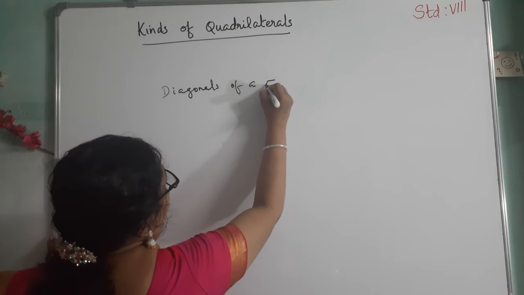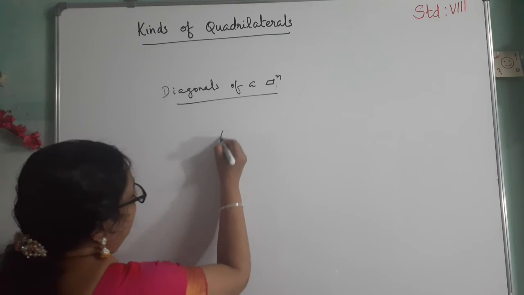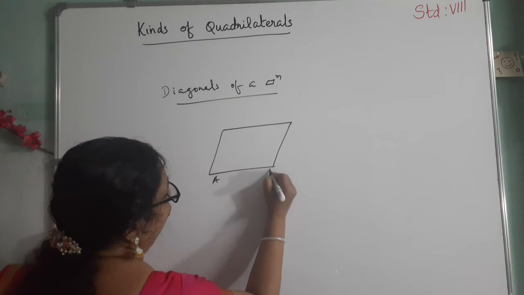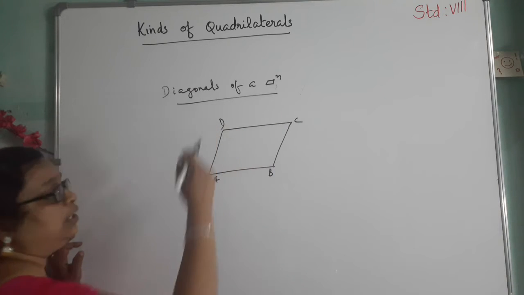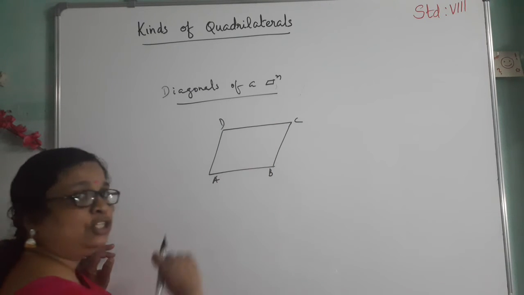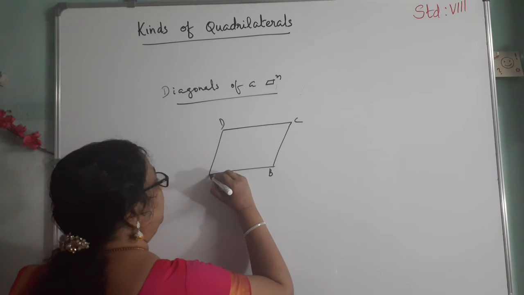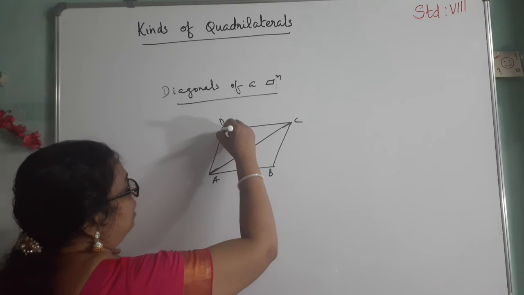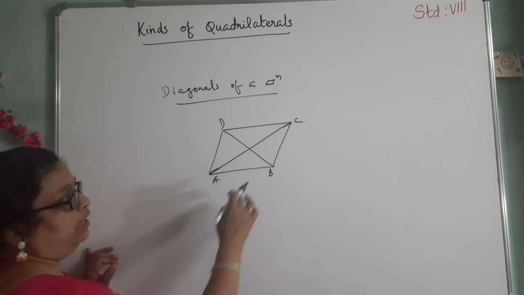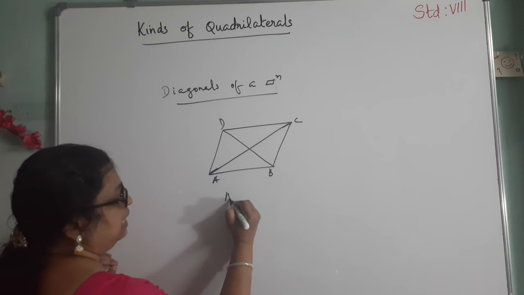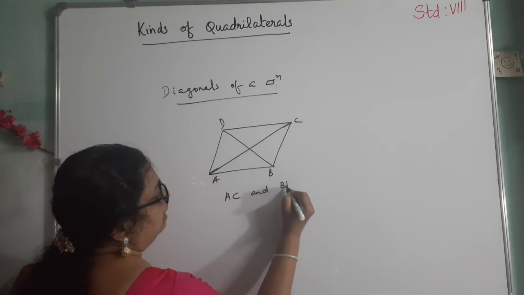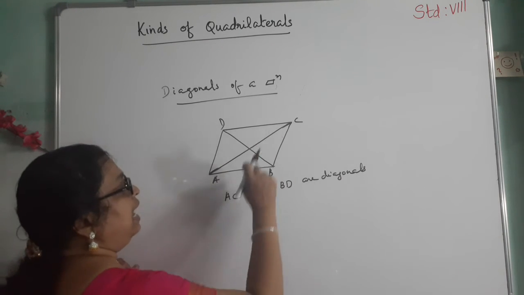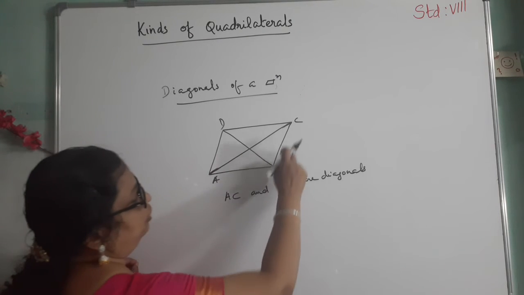Diagonals of a parallelogram. Then we can draw a parallelogram. Suppose this is a parallelogram ABCD. Then diagonal, what do you mean by diagonal? The line segment joining opposite vertices is called a diagonal. So the opposite vertices are A and C, this is one diagonal, and B and D, this is also one diagonal. So AC and BD are the diagonals of this parallelogram ABCD.